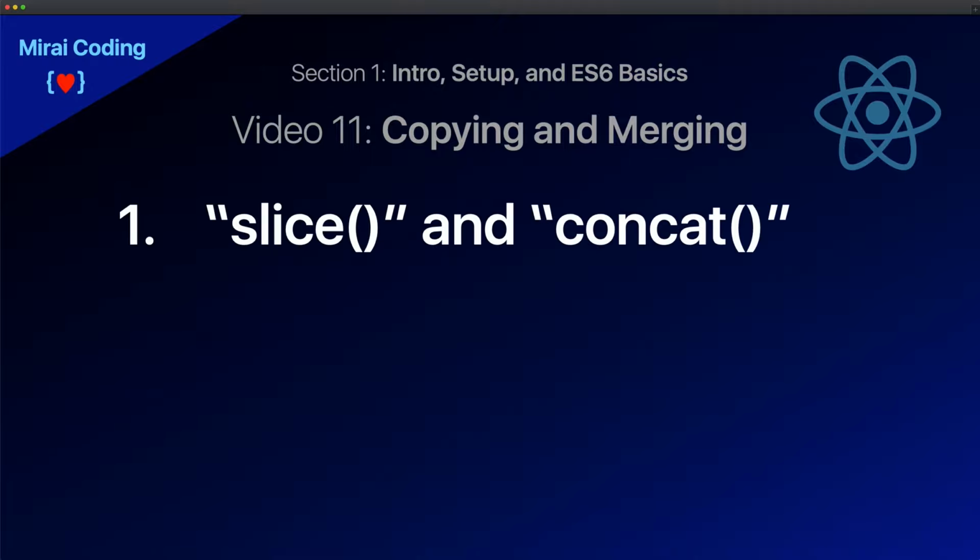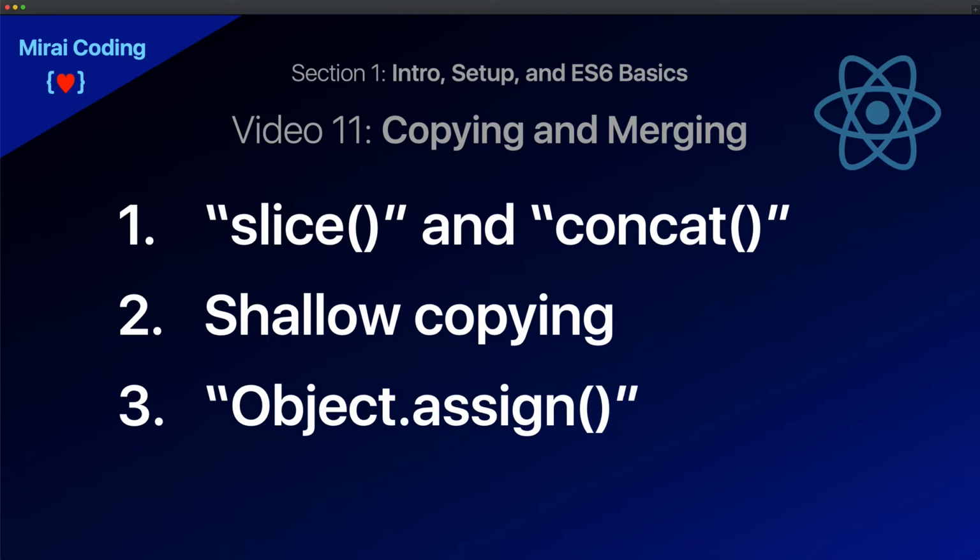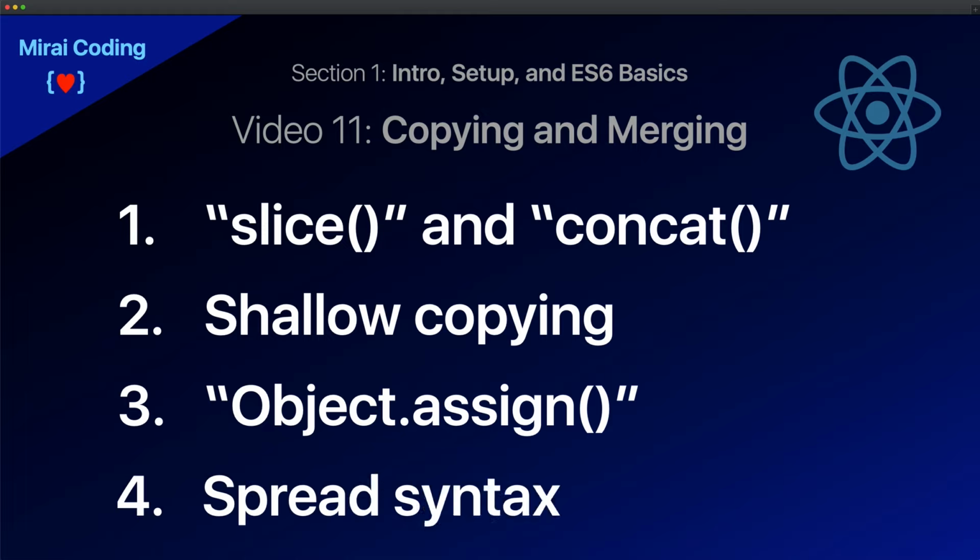1. We will be covering the array methods slice and concat, for copying arrays and merging arrays, respectively. 2. We will talk about shallow copying, and what it means for arrays with elements which are primitive values, versus elements which are objects. 3. We will use the Object.assign method for copying and merging objects. 4. We will introduce the new spread syntax, and how it can simplify copying and merging both arrays and objects.